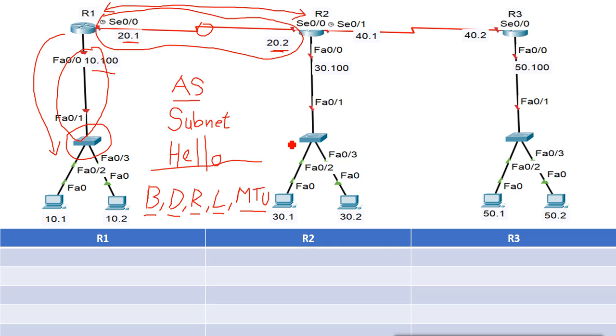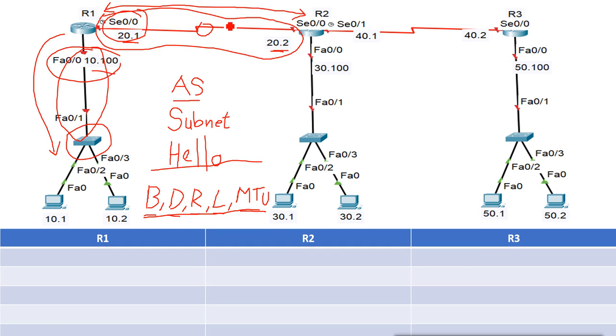Like when router 1 sends the information about its connected networks, 10 and 20, to router 2, router 2 will calculate these things and then add that into its routing table.